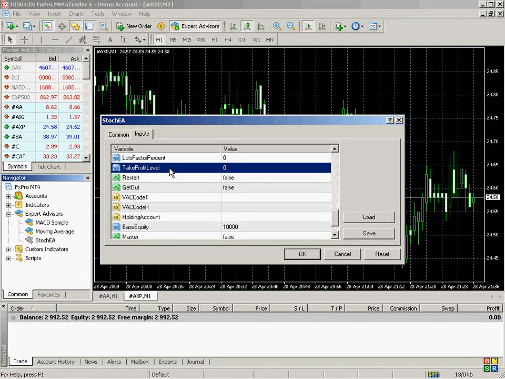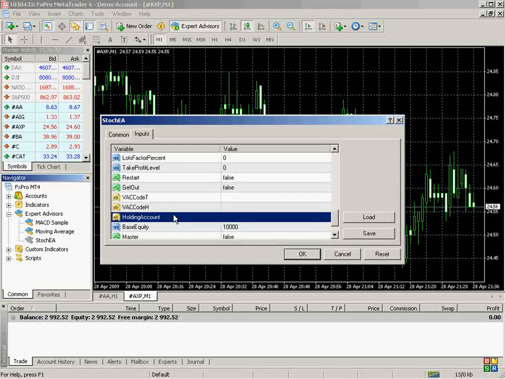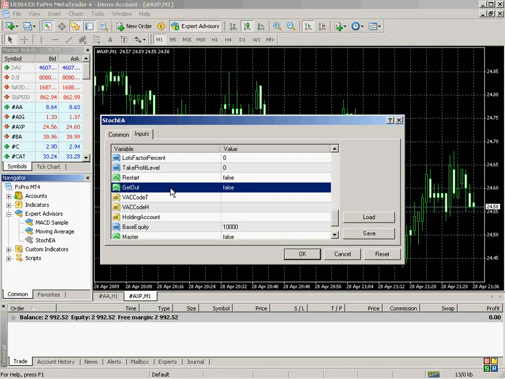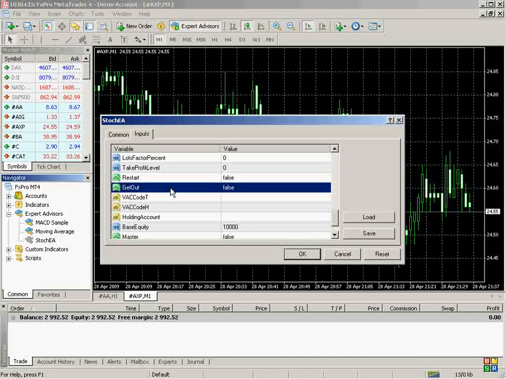Let's go to holding account. This should be explained in detail, so we think it best you go over it yourself in the user manual. The Get Out tab. There may be times that you want to instantly close out all pending orders and open positions. This would be done by changing this to true.